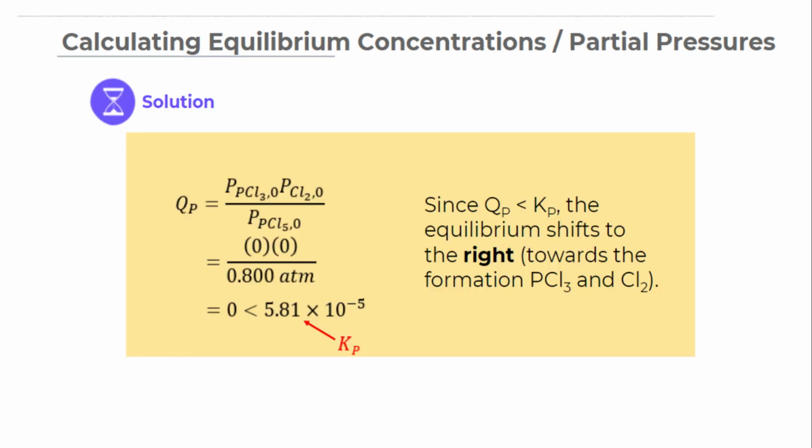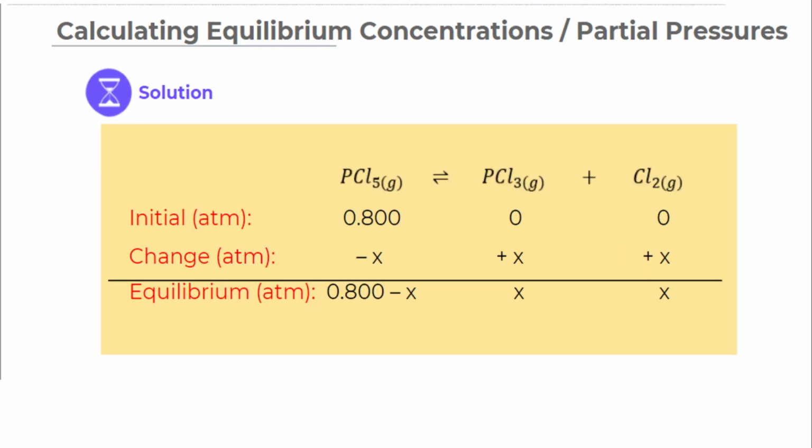Solution. By inspection, we can see that the reaction quotient Qp is 0, which is lower than Kp. With this, the equilibrium shifts to the right, or towards the formation of phosphorus trichloride and chlorine. Let us construct the table to establish expressions for the equilibrium partial pressures. Initially, phosphorus pentachloride is the only substance present, with a partial pressure of 0.800 atmosphere.